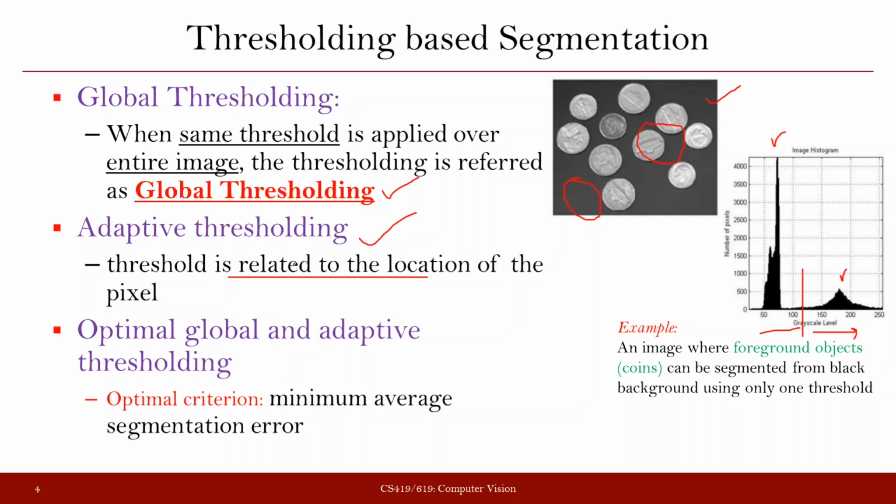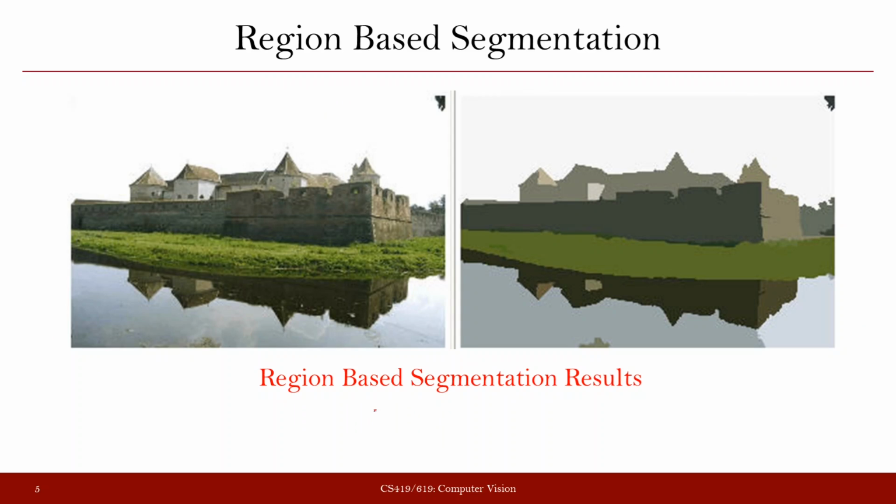We also saw how to compute the optimal threshold. If we apply this process and get the optimal threshold, then you can say this is the third way of doing thresholding-based segmentation. And what was the optimality criterion that we used there? It was based on the minimum average segmentation error. All of this we have discussed in the last class in detail. Now let us discuss the new techniques.